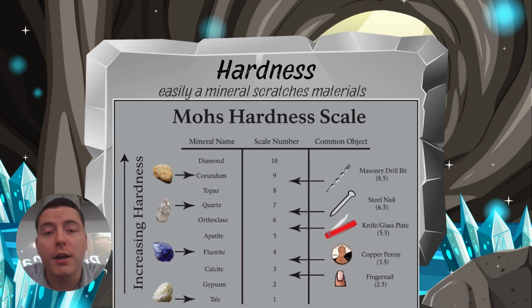Another property is hardness, which is how easily a mineral scratches materials. We can use the Mohs hardness scale, where diamond is at the top and talc is all the way at the bottom. Then we can use different materials, maybe a penny or a nail or a masonry bit or even our fingernail, to see if it gets scratched and how hard the mineral is.